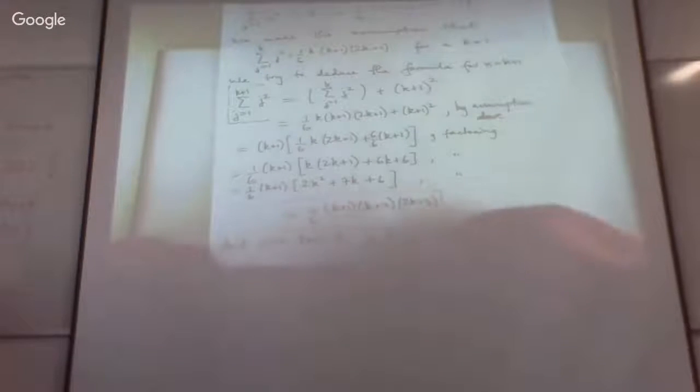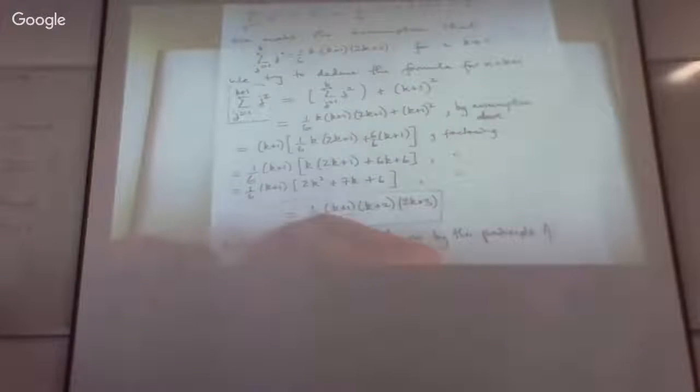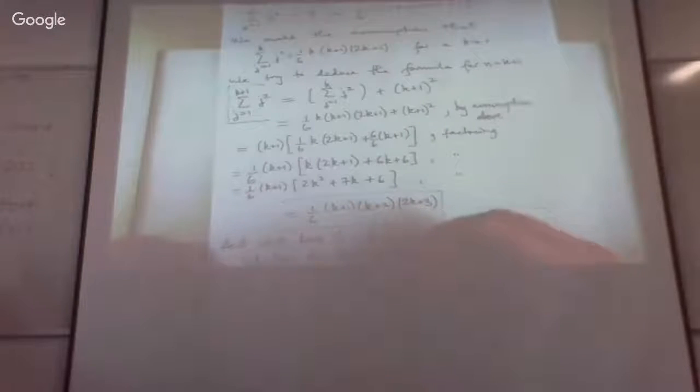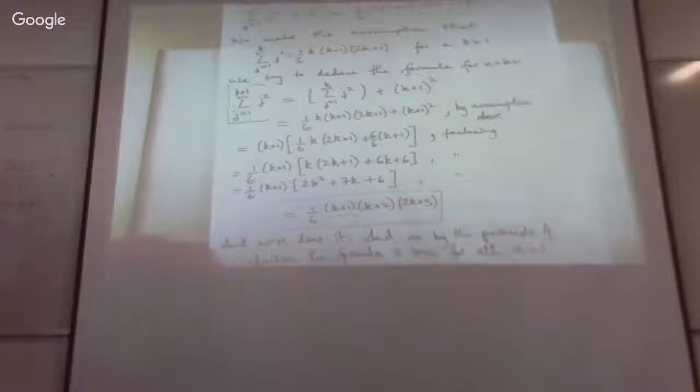And so now we can say, by the principle of induction, that the formula is true, the formula in the green box at the top. The formula is indeed true for all integers n greater than or equal to k.